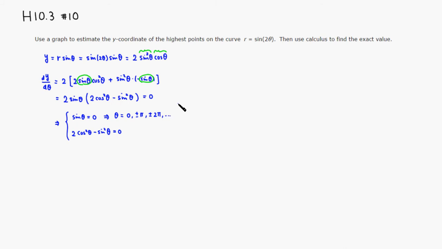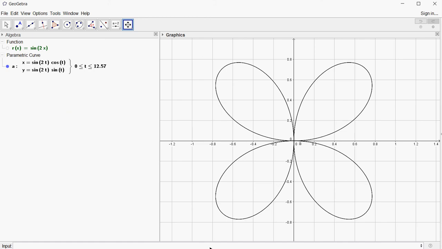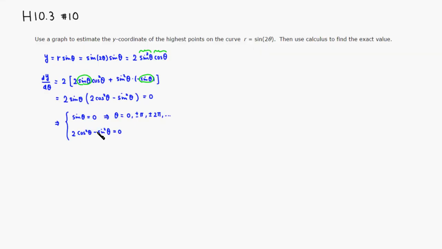And let's look at the picture again. Would that be the point we're looking for, 0 or pi, right? Actually, it's not going to be it. If you look at the highest point here, the angle is not going to be a 0 or a pi, so that's not the answer we're looking for. All right, so let's focus on this one.